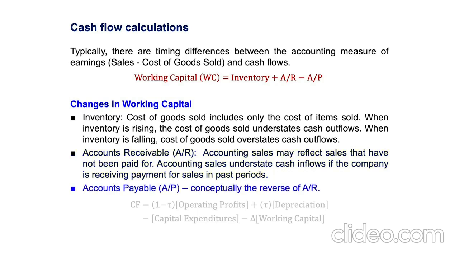The third item in working capital is accounts payable. Conceptually, this is just the reverse of accounts receivable. Therefore, with changing working capital, the after-tax cash flow of a project needs to include an additional term, which is minus the change in working capital, as shown in the equation on the slide.